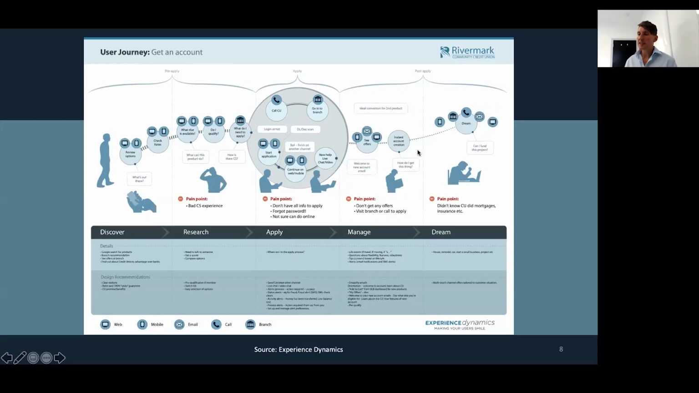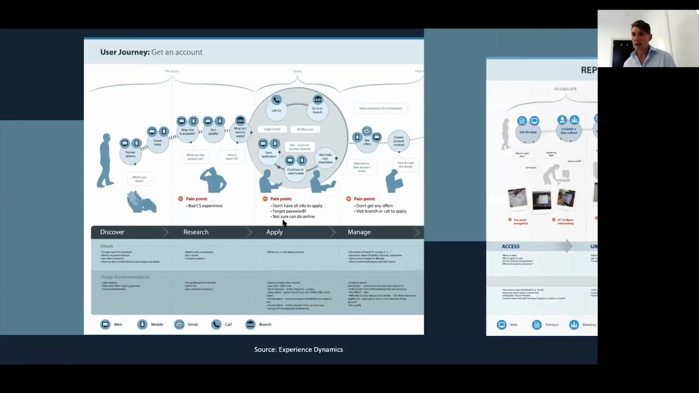I really like this template that we created. It just felt visually easy to explain and review and look at, and not overloaded. And then you have design recommendations at the bottom. Always important that those are in a journey map.